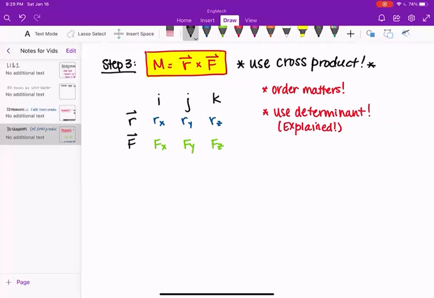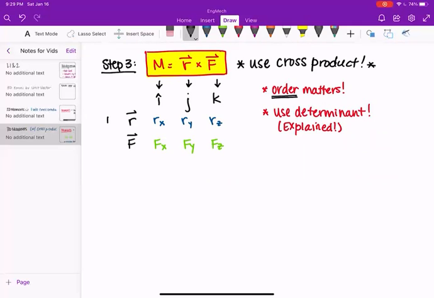You set up this little matrix, and the first column talks about all of the x components. So you have your i, which should have a caret on top, and then you have the x component of your position vector, and then the x component of your force vector. And then you have your y components of everything, and then your z components of everything. Something I wanted to point out is that in this situation, order matters.